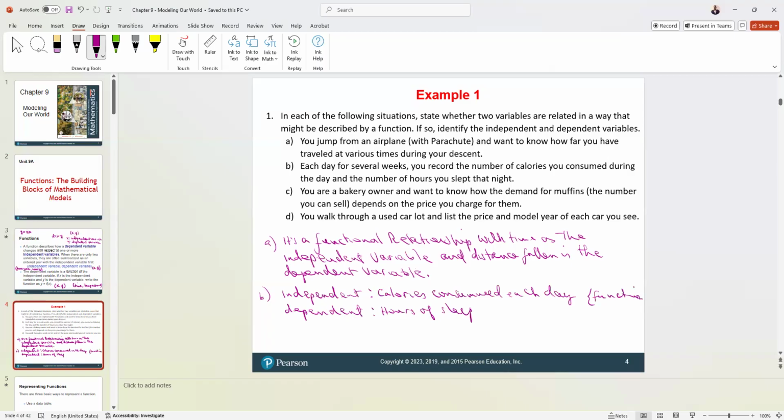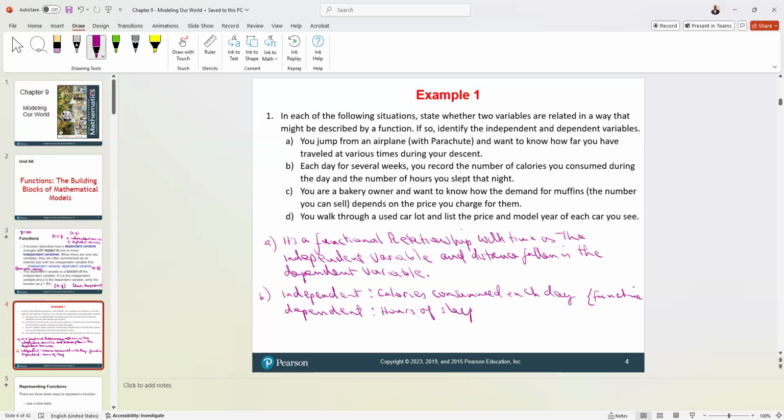If you look at D, as in dog, we said you walk through a used car lot and list the price and model year of each car you see. Well, this one cannot be a function. In this particular case, there is no obvious functional relationship between the variables, because two cars of different model years could have the same price, or two cars of the same model year could have different prices. There is no functional relationship where you can say this is an independent variable or a dependent variable. That's something you need to pay attention to before we go any further.